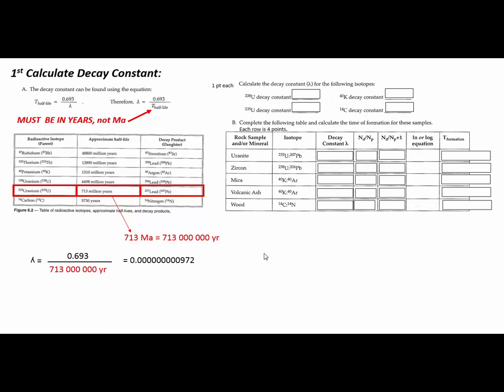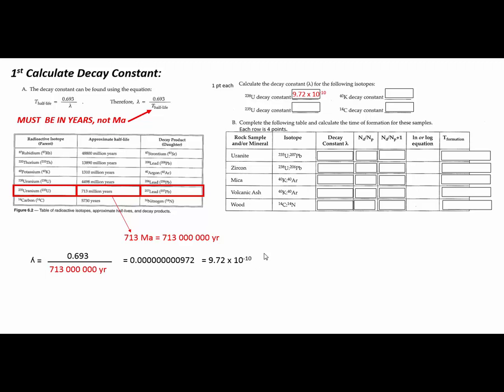Divide that, and you get a very small number with a lot of zeros. It's easier to deal with numbers like this in scientific notation, so it'd be easier to write that as 9.72 times 10 to the minus 10. Once you've figured out this decay constant, you should write it in the upper portion of the right-hand column that I've extracted from your lab. And whenever you use uranium-238, you're always going to use this 9.72 times 10 to the minus 10 number. That is the decay constant for this isotopic system.